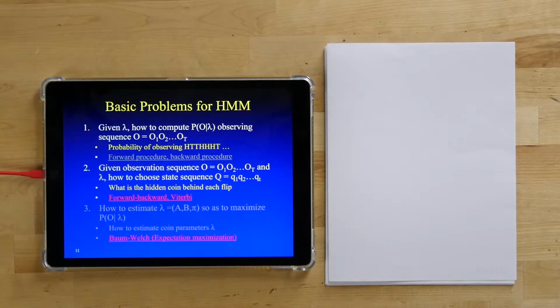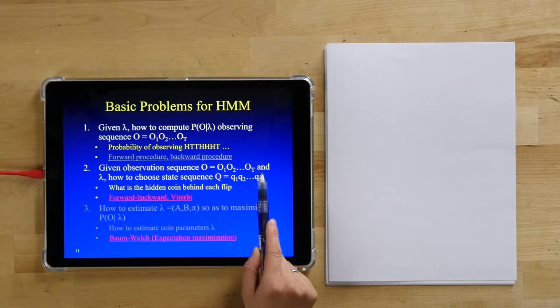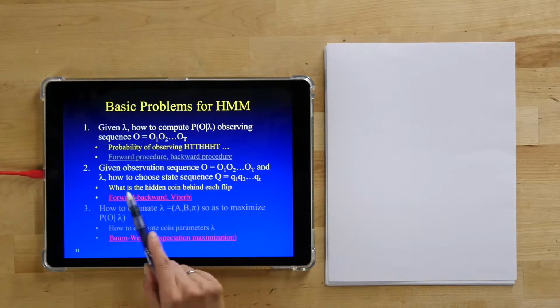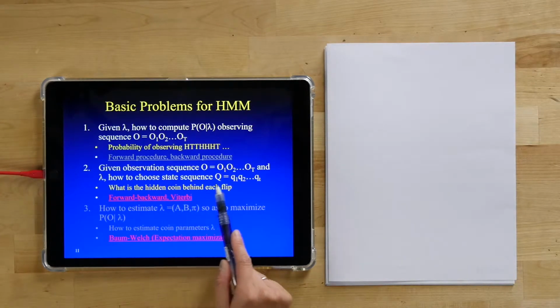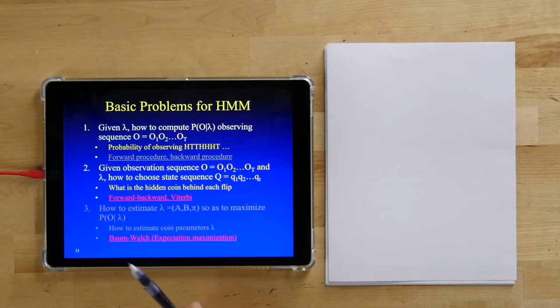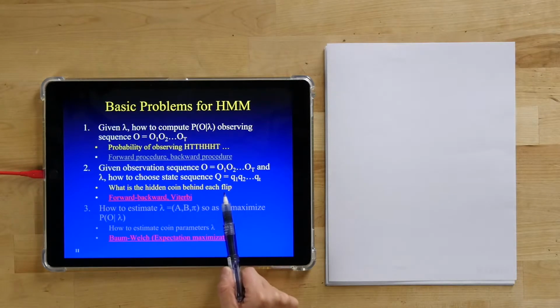The second basic problem of hidden Markov model is actually more used in real-world applications. Supposedly we have the parameters for the hidden Markov model. We are also given a string of observations. And then the question is how to predict the hidden states, the paths in order to get there. So what is the hidden coin behind each coin flip?